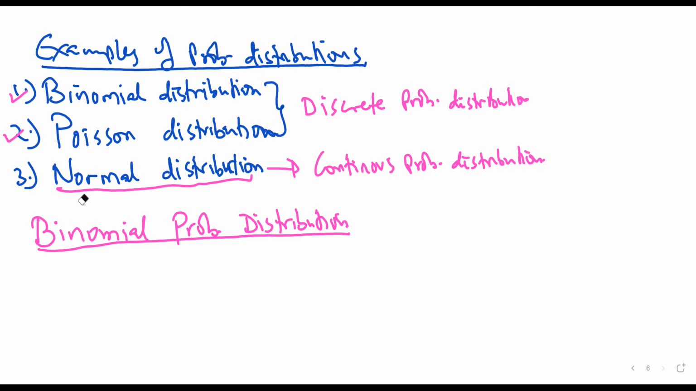But having two possible outcomes alone is not enough to qualify an experiment to be a binomial experiment. There are some conditions that must be satisfied, and there are four conditions that must be satisfied for any experiment to qualify to be called a binomial experiment. So that is our starting point. We're going to list the four conditions that must be satisfied for a given experiment to qualify to be called a binomial experiment.